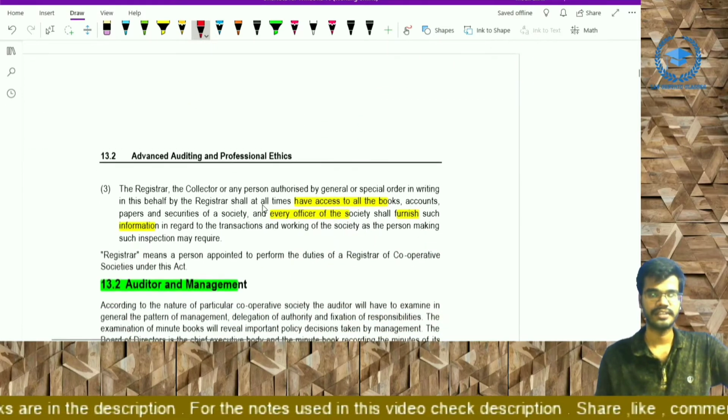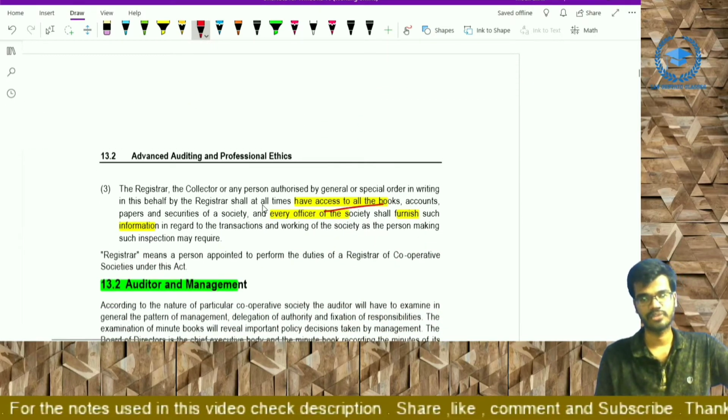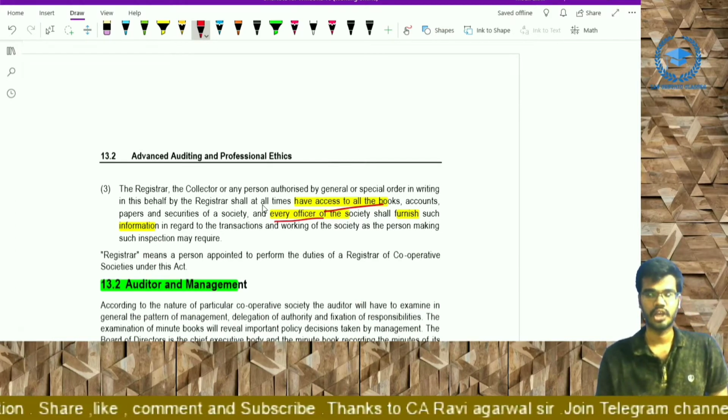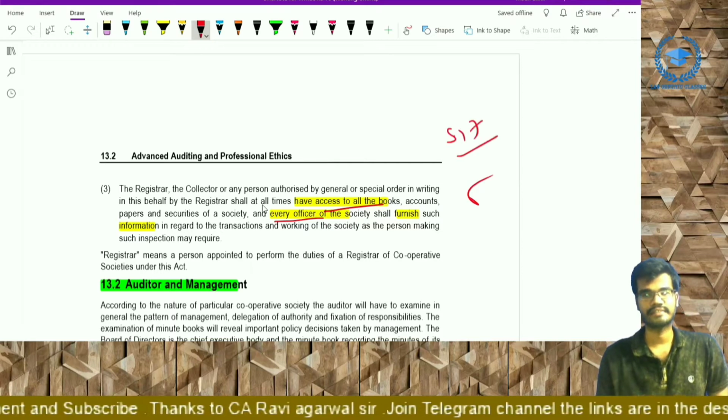And the third point is the auditor will have access to all the books of accounts, and every officer of the society shall furnish the information asked for by the auditor. This is regarding Section 17.